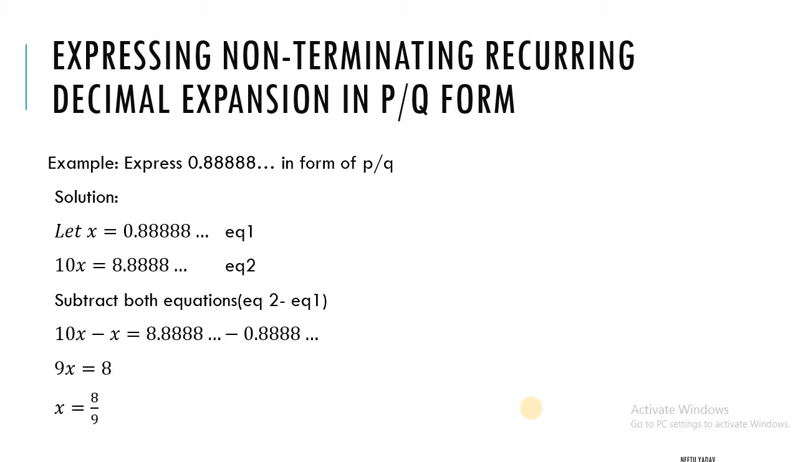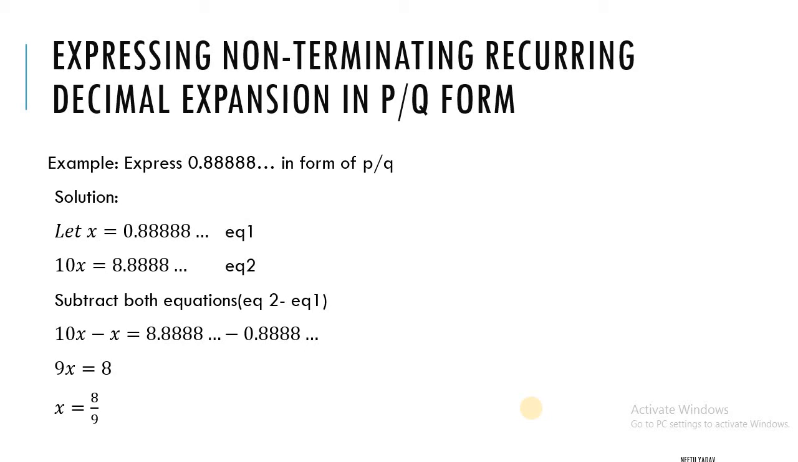First of all, multiply this x with 10. If I multiply x with 10, I also have to multiply the complete expression with 10. Now it will become 8.888... Now look carefully, there are 888 up to infinite here and there are also 888 up to infinite there. If I am subtracting these two equations, that is equation 2 minus equation 1, what will I get? I will get an 8 here and I will get 9x here. So I am writing here: subtract both equations, that is equation 2 minus equation 1.